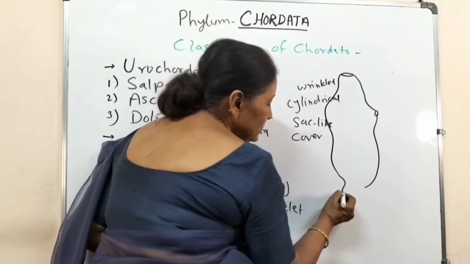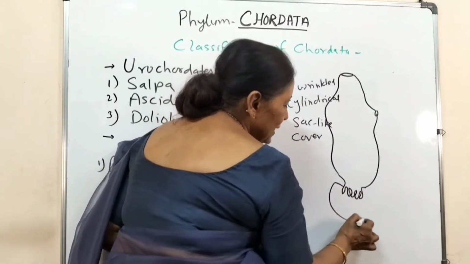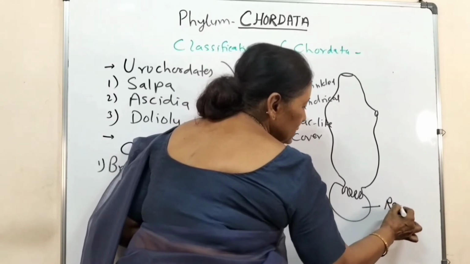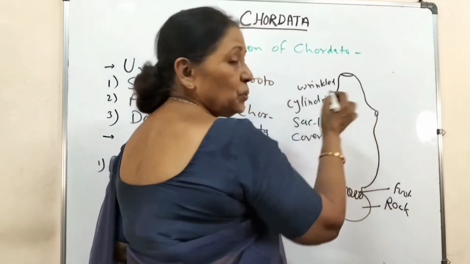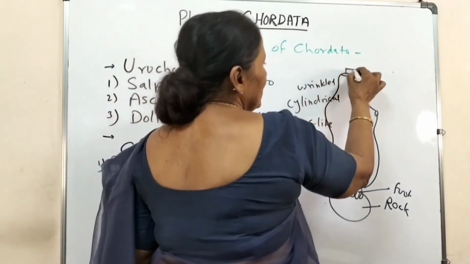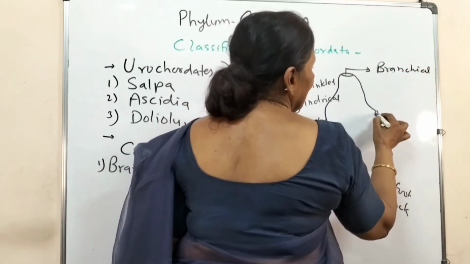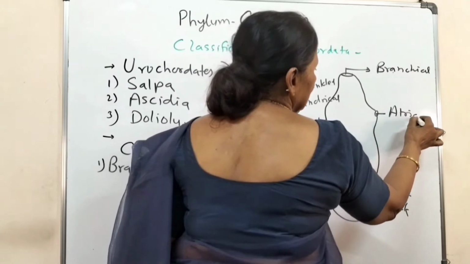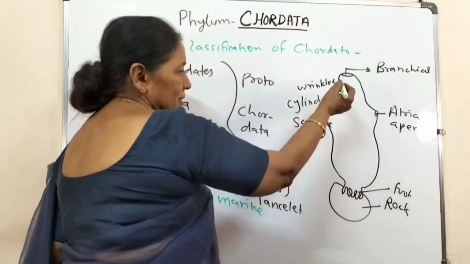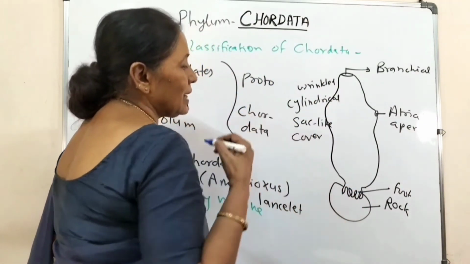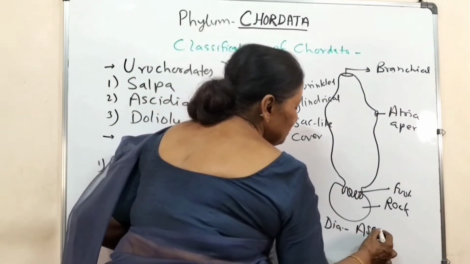And then at the base, this is the foot. By means of the foot, it gets attached to the rock. At the base, what you can see is the rock. There are 2 apertures. The top one is the branchial aperture and this one is the atrial aperture. Two openings are there. The cylindrical body is attached to the rocks by means of the foot. And this is the diagram of Ascidia.